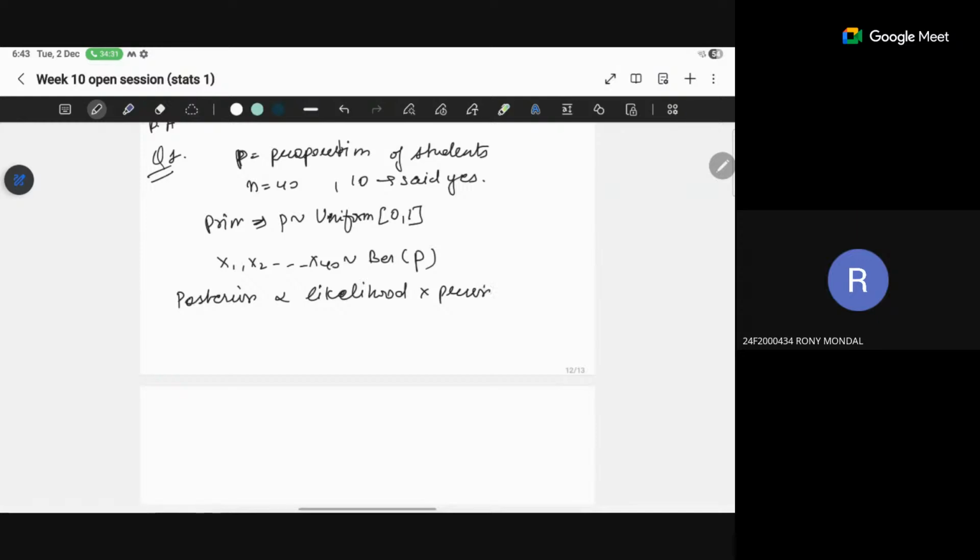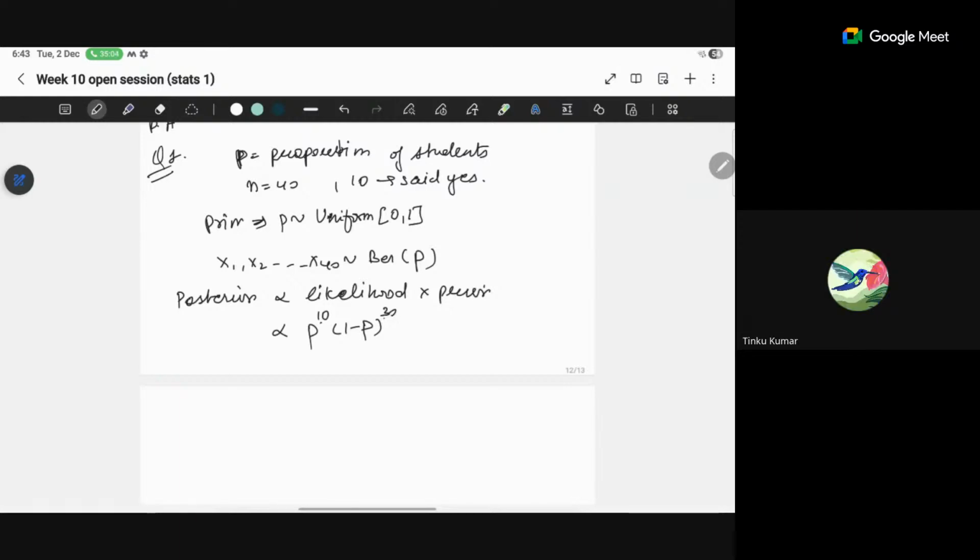So this is my equation for the posterior distribution, which is proportional to the likelihood into prior. Now here my likelihood will be what? P raised to the power 10 into 1 minus P raised to the power 30. P is the probability of success. What is my success? That the students are saying yes. So how many of them are saying yes? 10. What is the probability of failure? 1 minus P. How many are saying no? It is 30. This thing is clear?